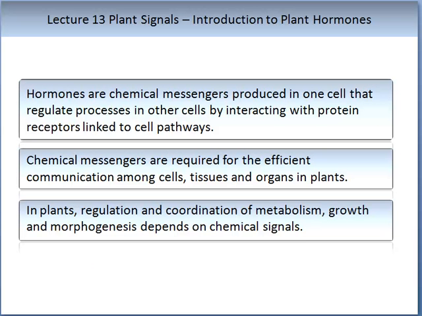We will start this topic on plant hormones with a definition of a hormone. A hormone is a chemical messenger produced in one cell that regulates the process in another cell by interacting with protein receptors which are linked to cell pathways. Chemical messages are required for the efficient communication among cells, tissues, and organs in plants. In plants, regulation and coordination of metabolism, growth, and morphogenesis depends on chemical signals.